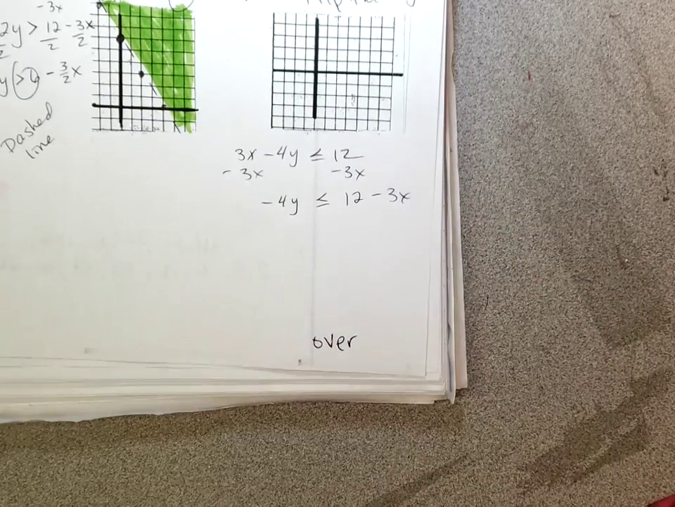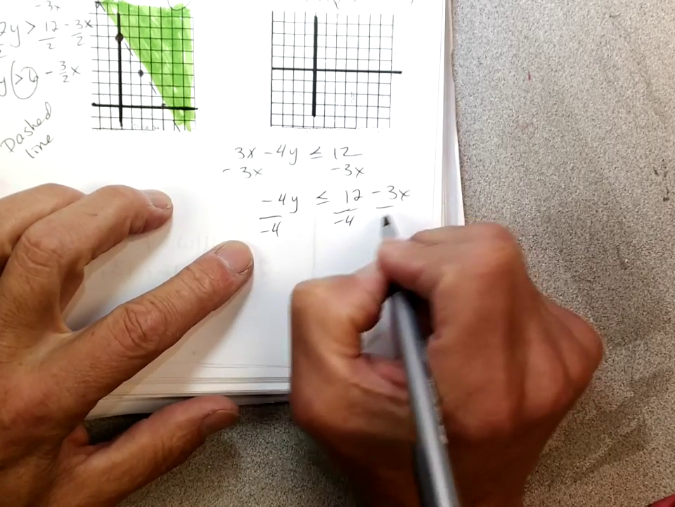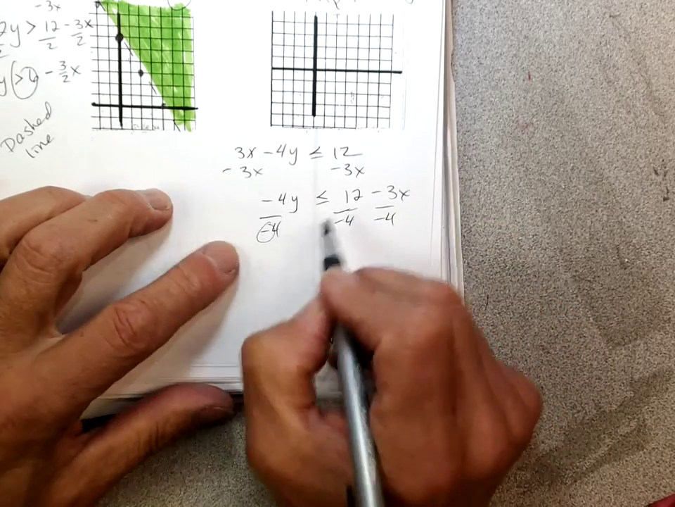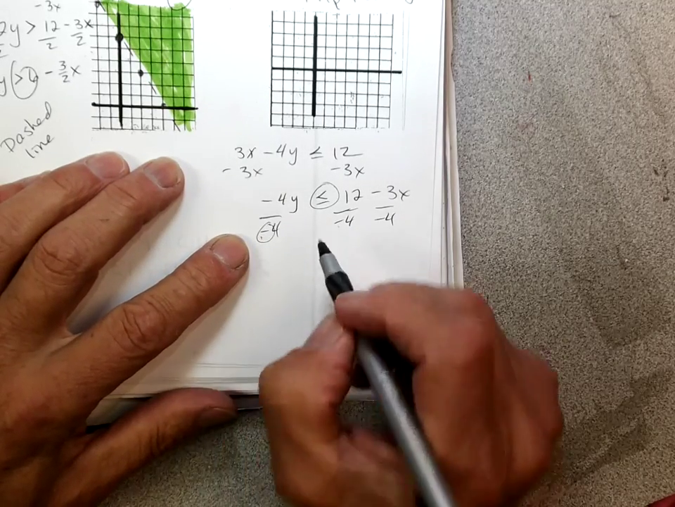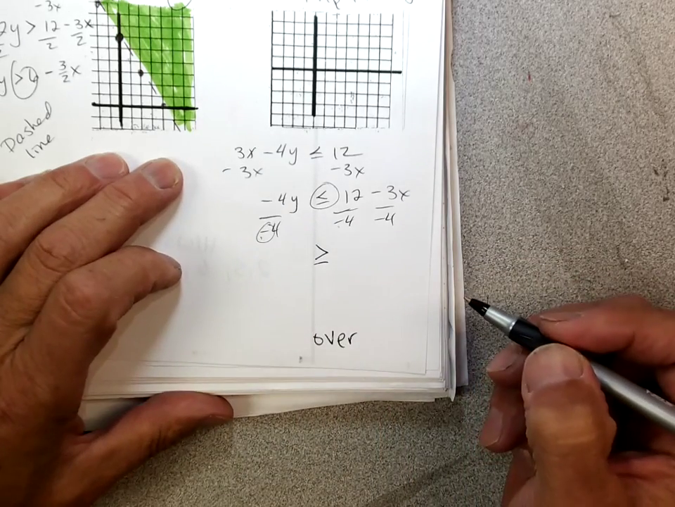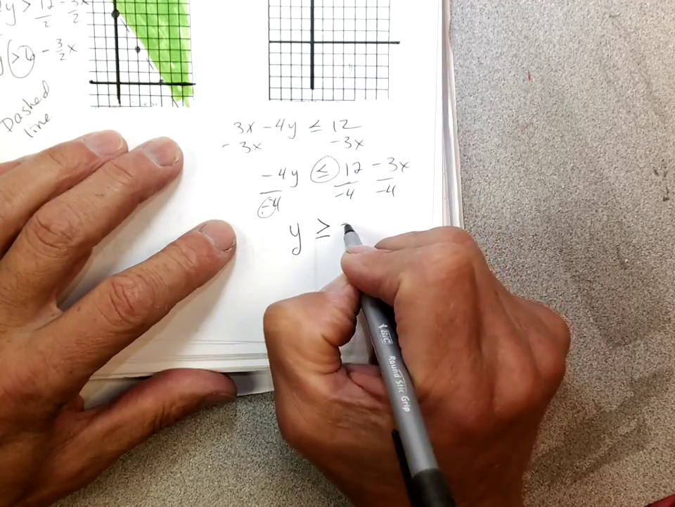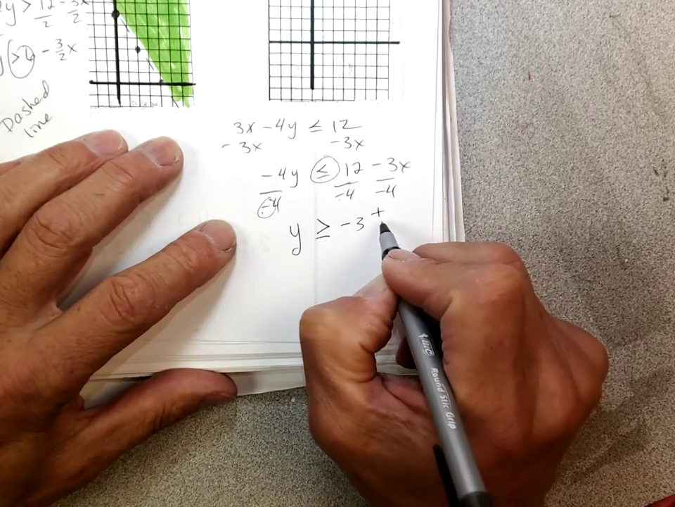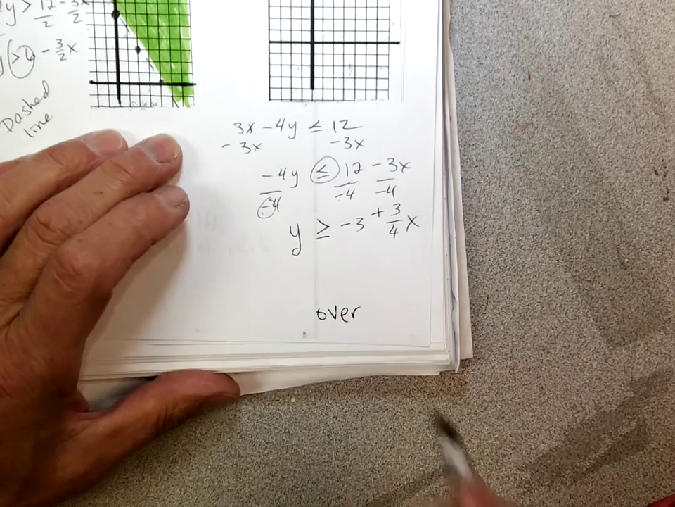And now here comes the step where I'm going to divide by the negative. So the next step is divide by negative 4, which will turn the sign. When I divide by a negative number, I turn the sign. So I change it from less than or equal to, to greater than or equal to. So just change the sign. So I have y is greater than or equal to negative 3 plus 3/4 x. All right, now I need to graph.